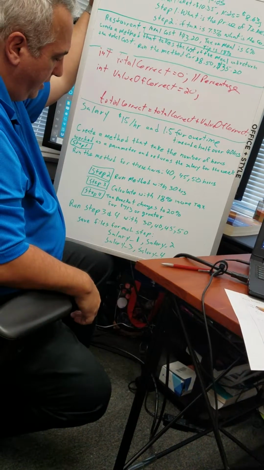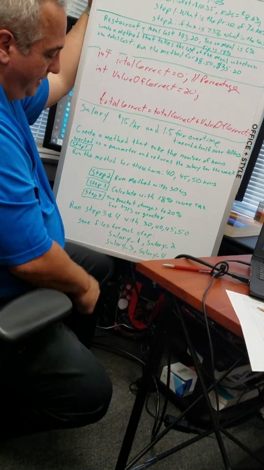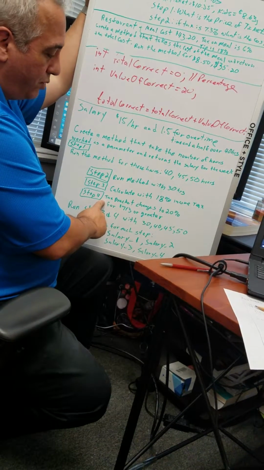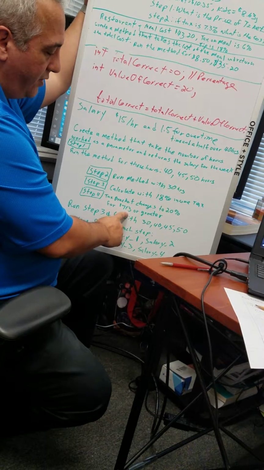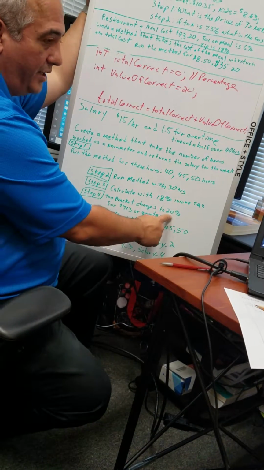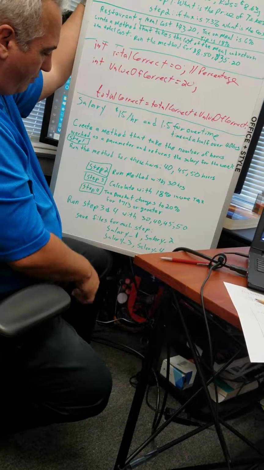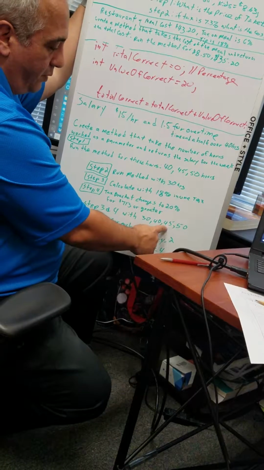The fourth one, this is where it gets a little complicated. Something called tax bracket. If you make more money, you got to pay more taxes. So if you make more than $713, you got to pay 20% tax. And then run it. Run steps 3 and 4 for 30, 40, 45, and 50.